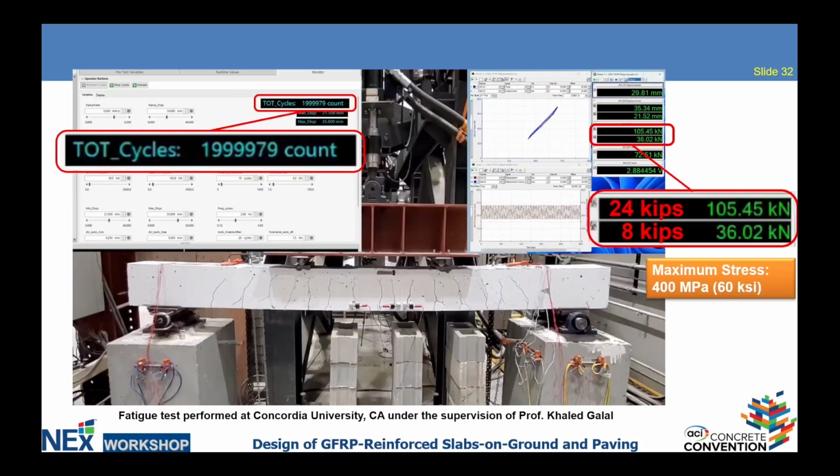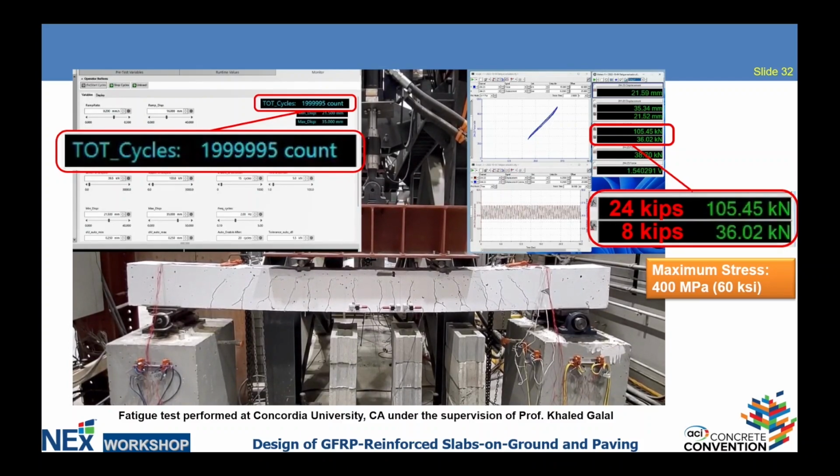Here is a test that was done on a beam for fatigue, okay? So this beam was tested, the maximum tensile stress is at around 40%, 400 megapascal, for over 2 million cycles. It didn't even fail, okay? So 40% is still a safe working stress for fatigue purpose, but we like to keep it like that, okay?